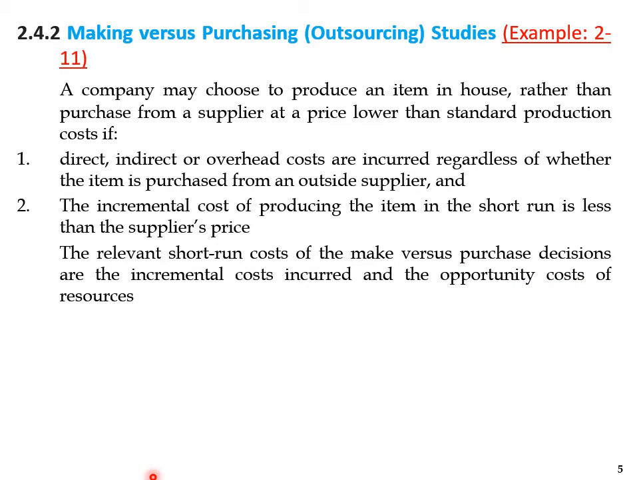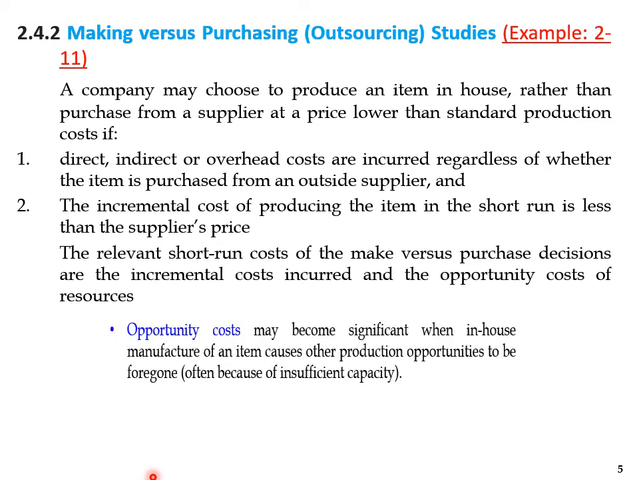So what are your resources? Your labor, your workers, your machines. If you can utilize them for producing something else and you can get more profit from that, this is the opportunity cost. By producing the item in your own facility, you will not be able to allocate these resources to another product. But if you buy this item from a supplier, you can allocate these resources for another part or product, and this is the opportunity cost of producing in-house or in your own plant.